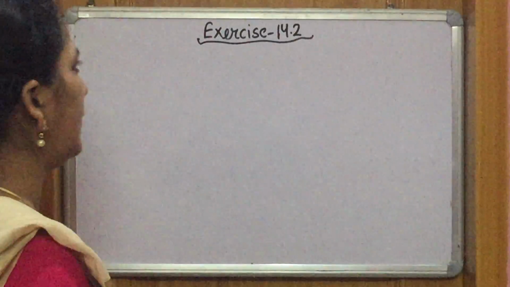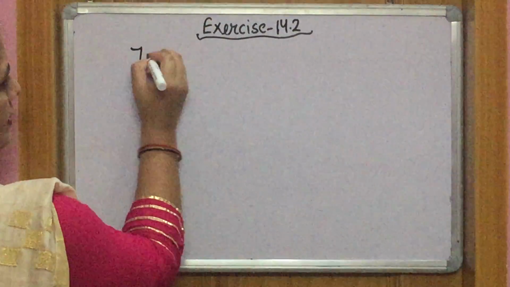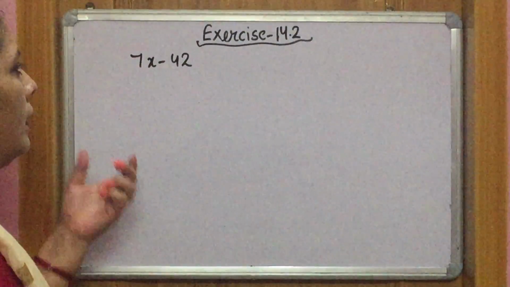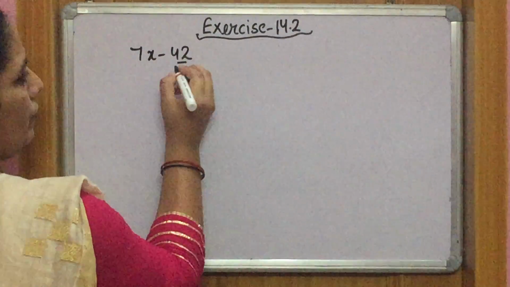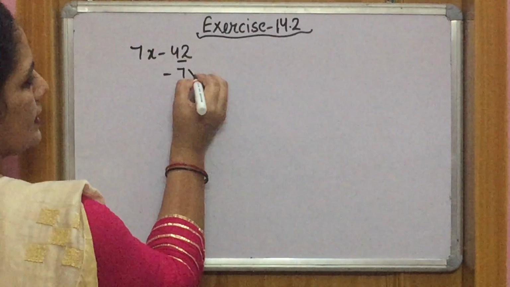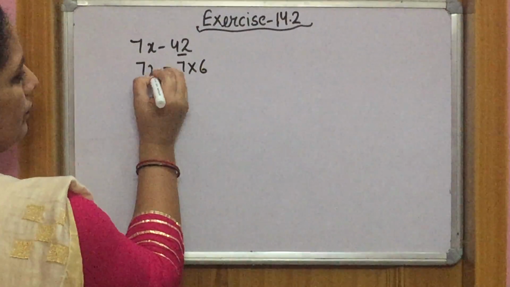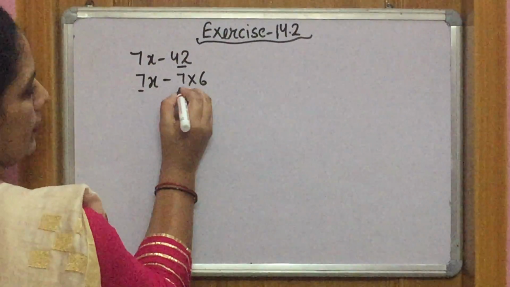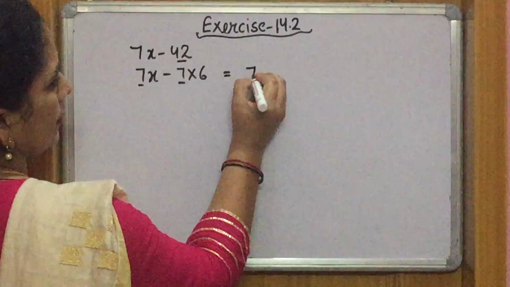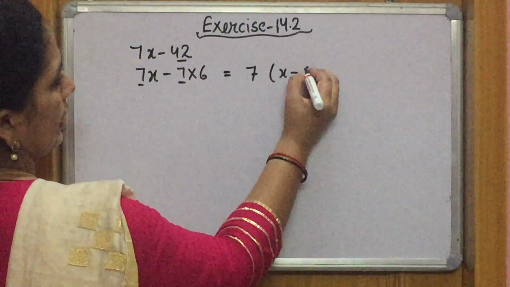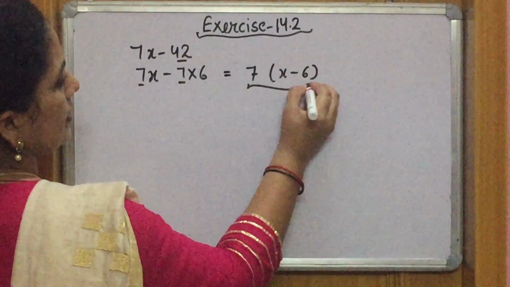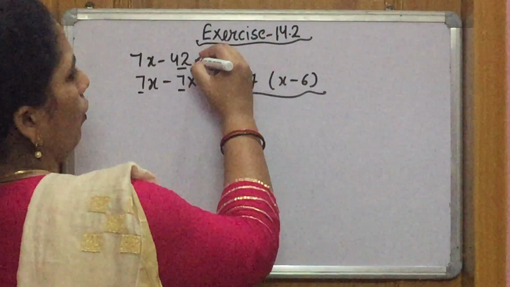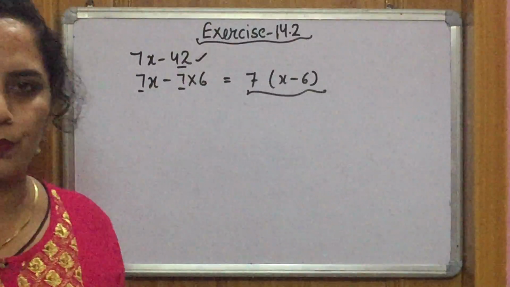For example, if we take 7x minus 42, we can write 42 as 7 multiplied by 6. Then we can easily take 7 as common. Then 7 times (x minus 6). This is the factor form, the factorization of this algebraic expression.